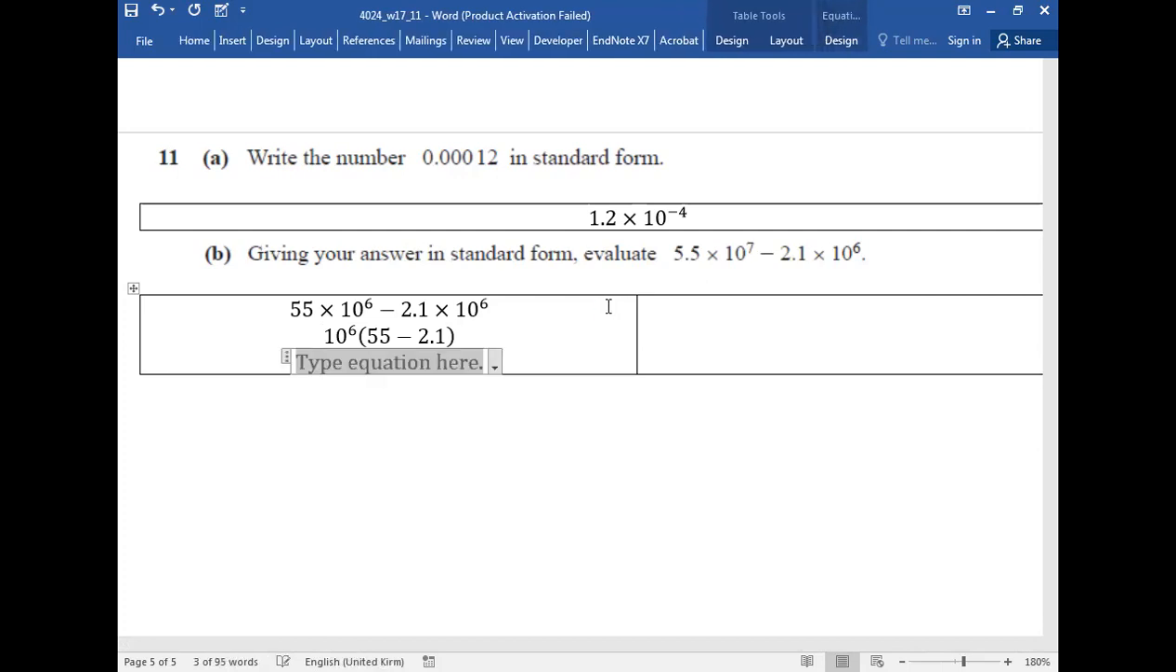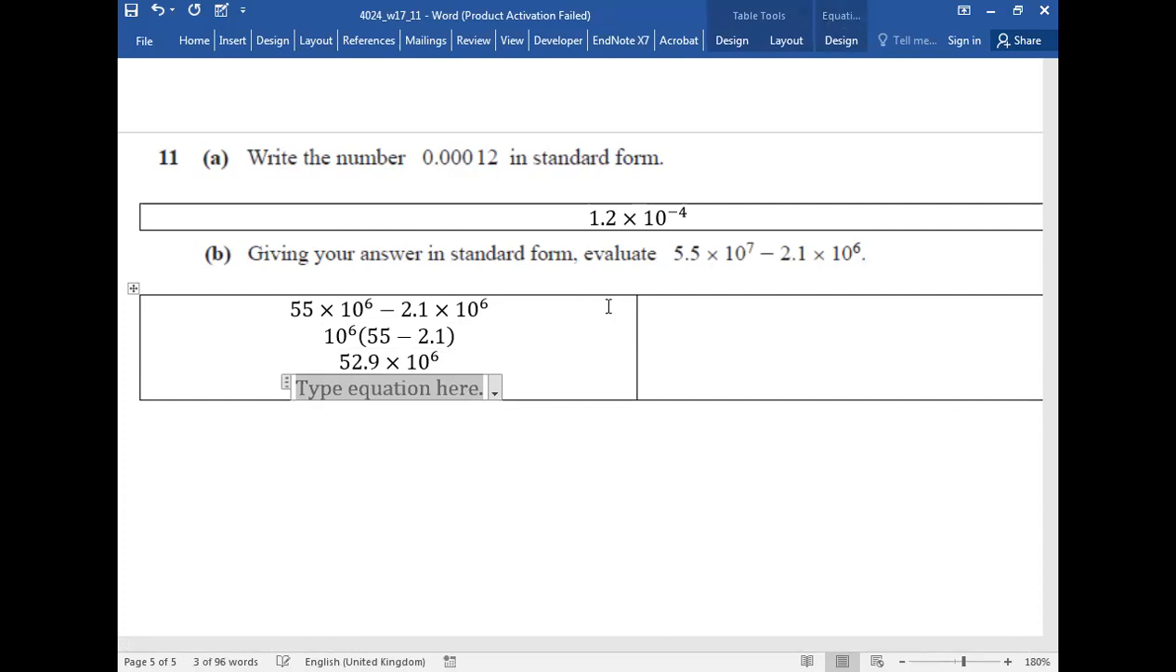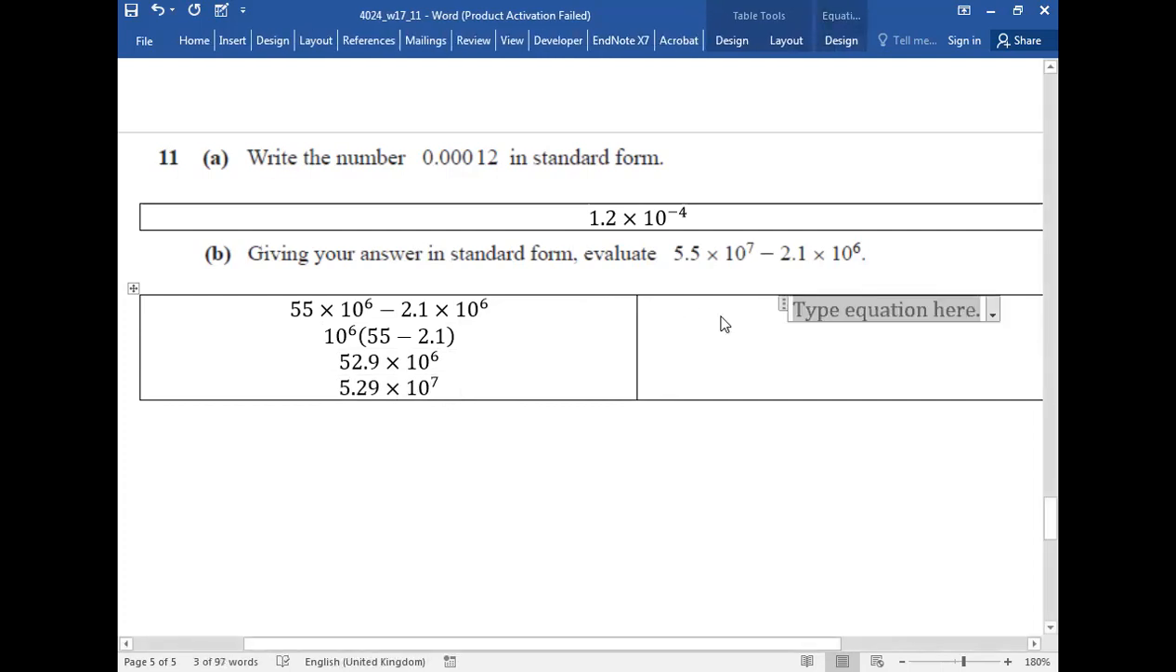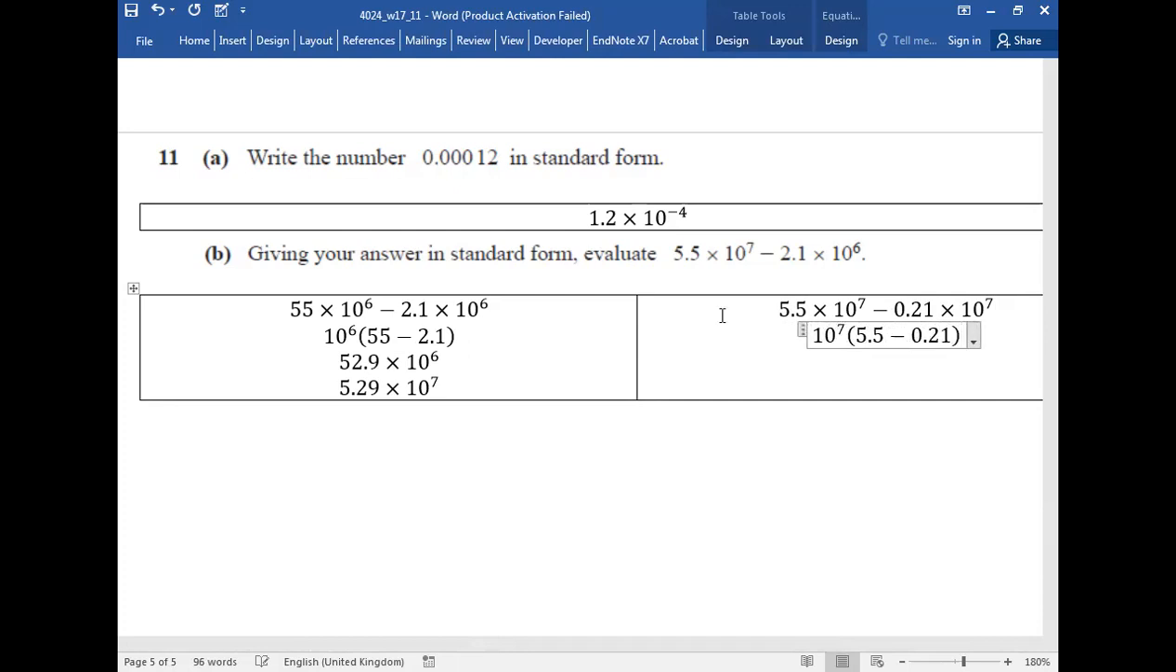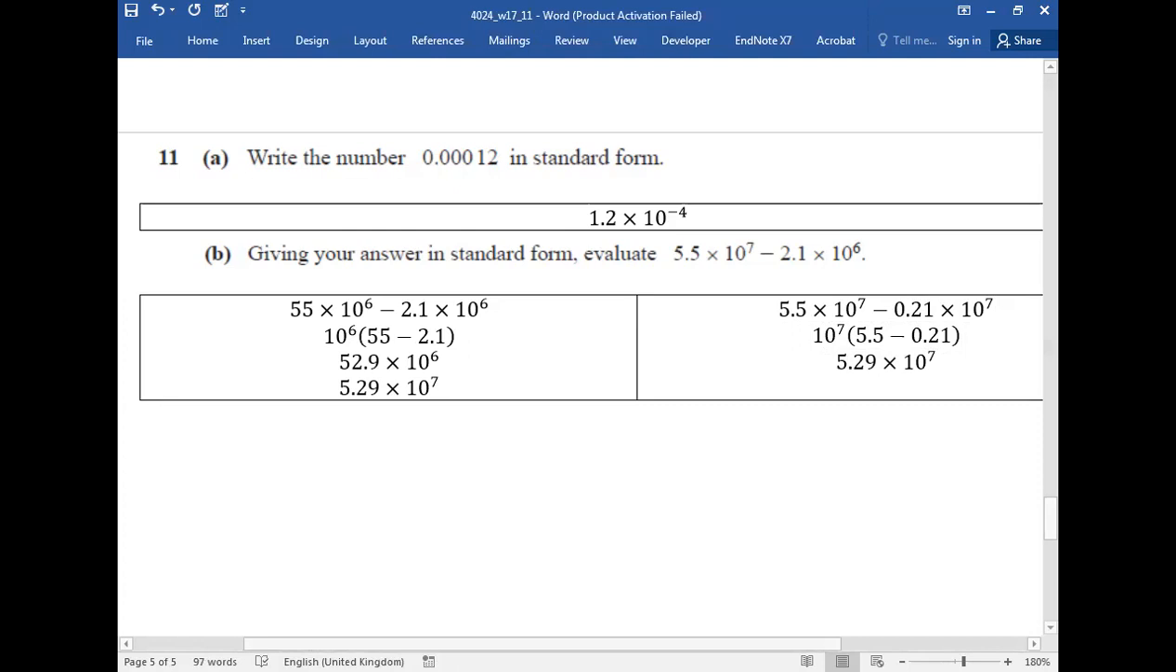52.9 exponent 6. Now this number is right, but it is not in standard form. So again, left पे move किया, 5.29 exponent 7. Another way to do it is you would have converted both of them into exponent 7 and taken exponent 7 common. Remember, this is just for addition or subtraction. When multiplying, we don't need to do this. 5.29 exponent 7. This is a way to solve this.